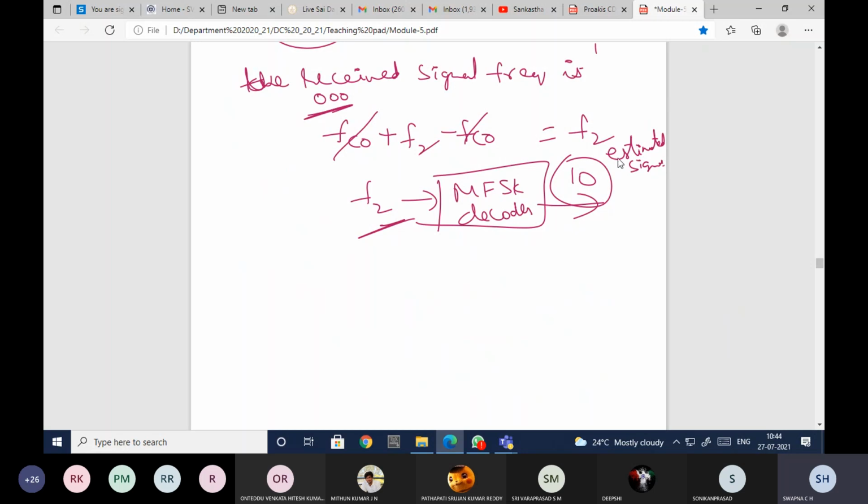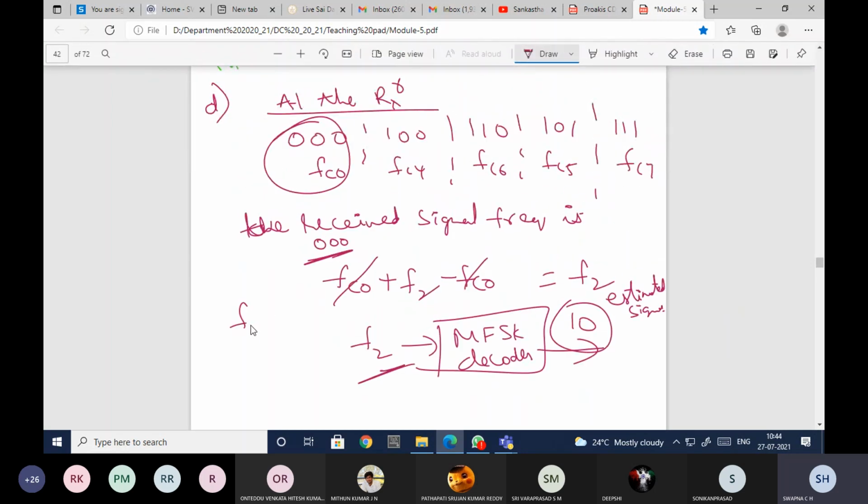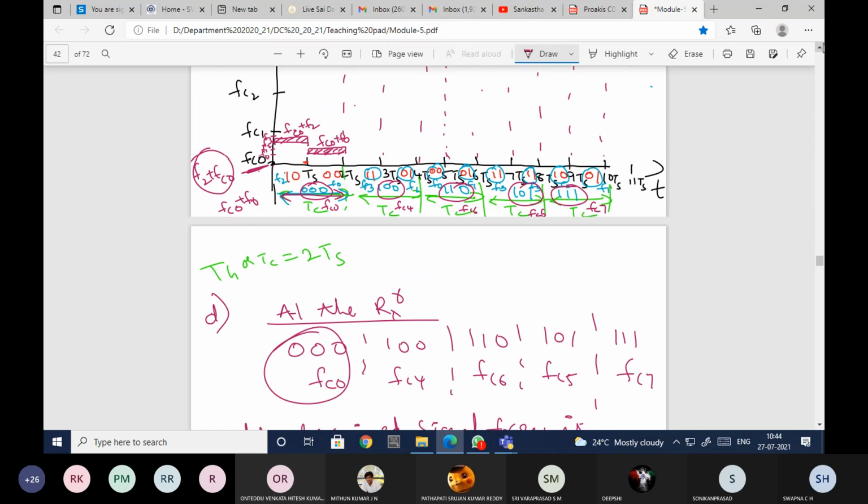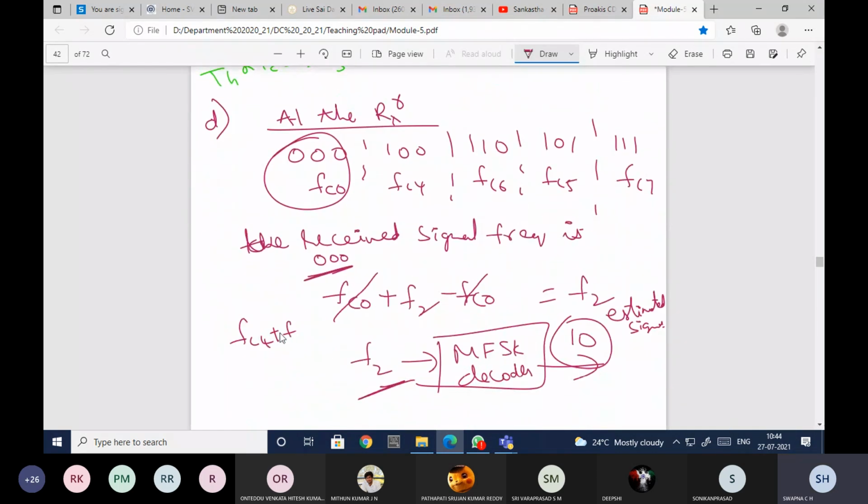In the same way, the second one is FC4 plus F3. Then the PN sequence will provide minus FC4, so both will get cancelled, and F3 will be given to the MFSK decoder, so that it will decode 1 1 corresponding to this F3. This is how it will happen.